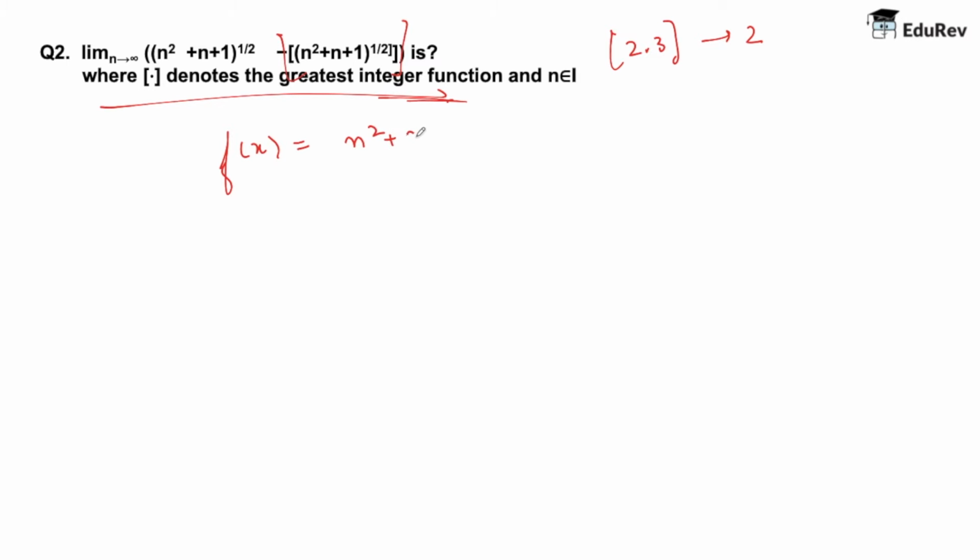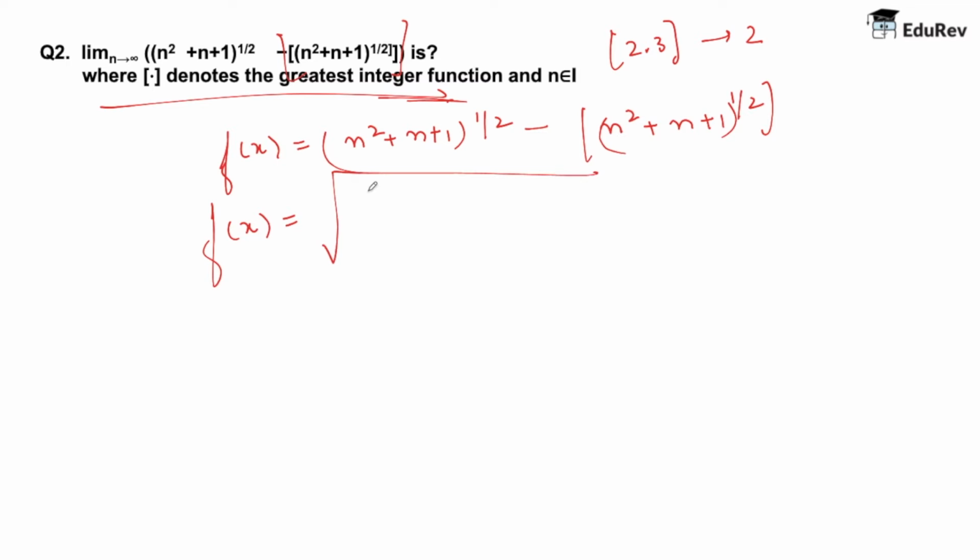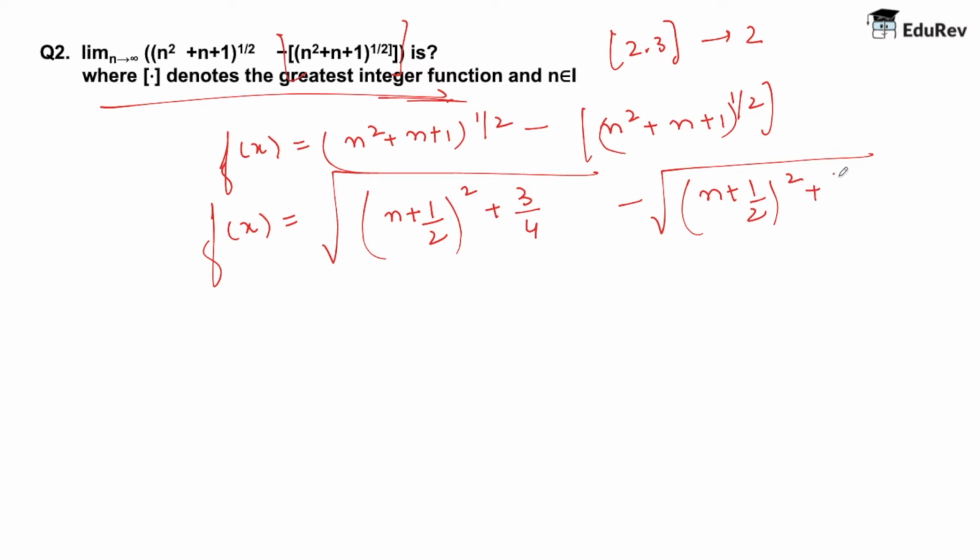minus greatest integer of n square plus n plus 1 half. Now I can also write this function in another way. So I'm going to write this function and then you have to tell me how that happened. So it will be under root of n plus half whole square plus 3 by 4, minus the greatest integer of under root of n plus half whole square plus 3 by 4.